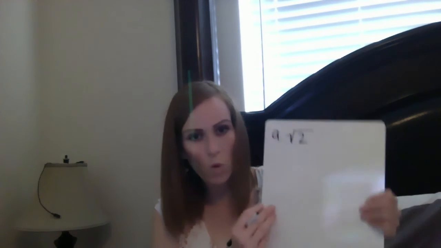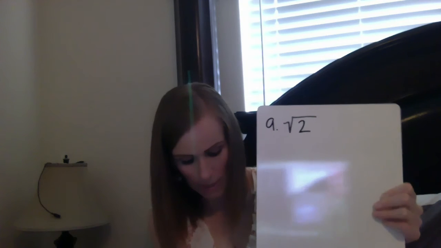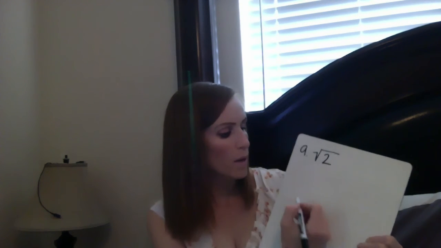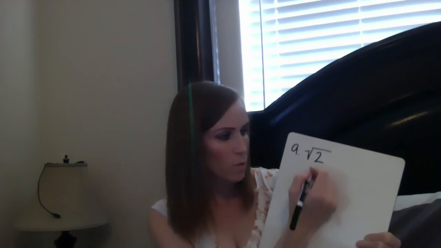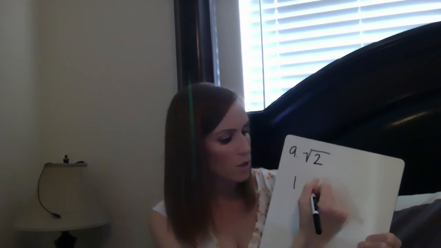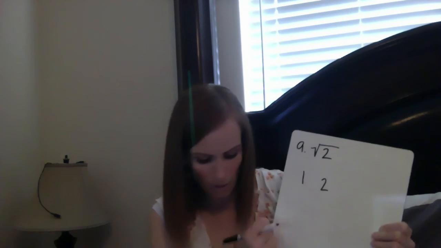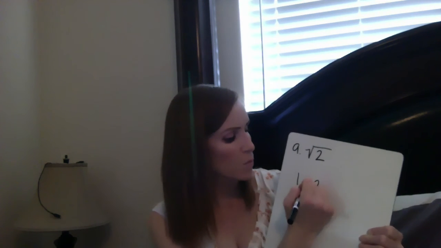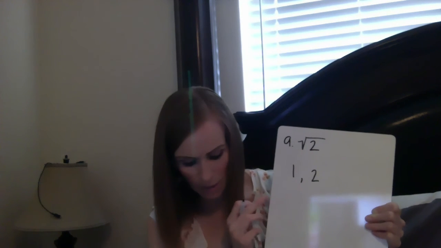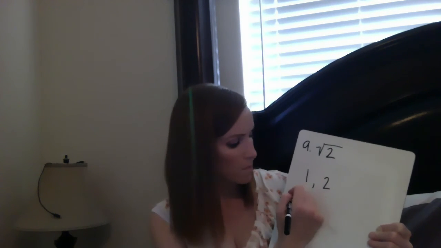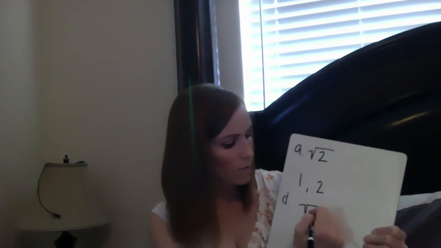So this is where it's going to take some thinking skills. We're going to try practice problems A and D together. A says the square root of 2 is between what two consecutive whole numbers? Well, we know that the square root of 2 is going to be between 1 and 2, right? So that's all it wants us to say, 1 and 2. Actually, that's what all these answers want us to say. And then D, square root of 60 and 70.